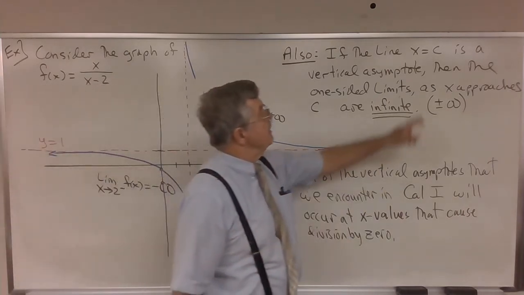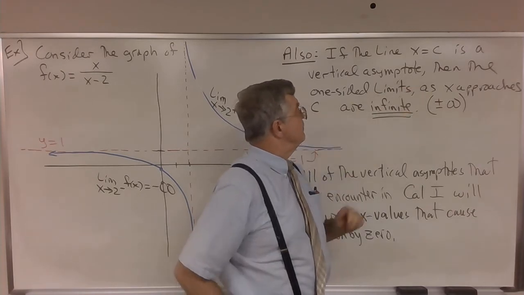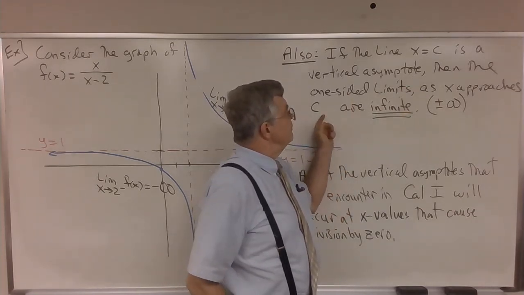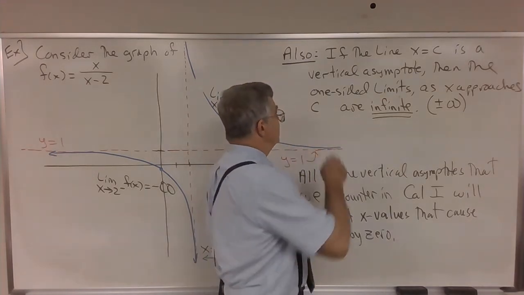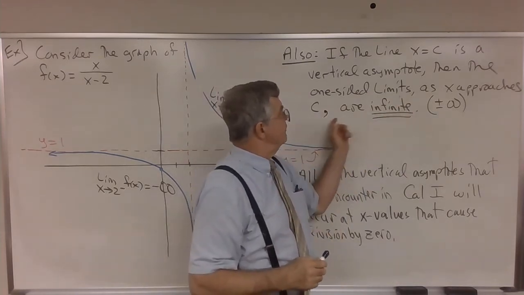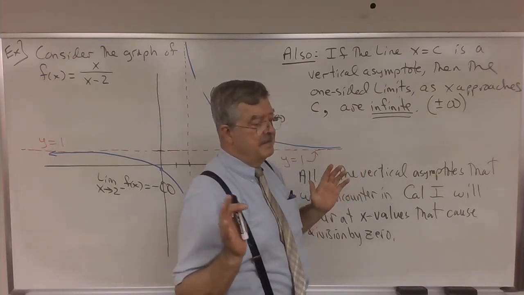But if the line x equals c is a vertical asymptote, then the one-sided limits as x approaches c, and let me put a comma here, the one-sided limits as x approaches c are infinite. They're going to be plus or minus infinity.